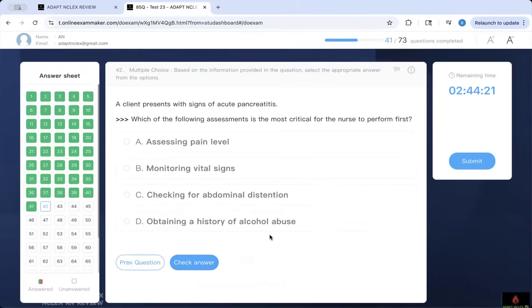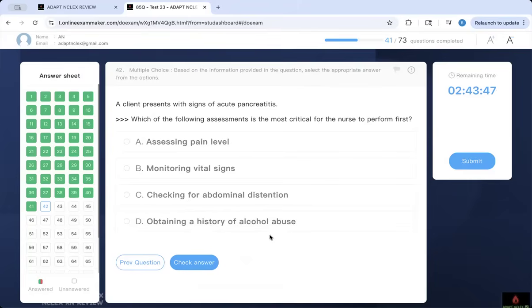Which of the following assessments is the most crucial for the nurse to perform first? A client presents with the signs and symptoms of acute pancreatitis. Assess their pain, monitor their vitals, check for abdominal distension, and then obtain history of alcohol. Prioritization. Which one do you think is very important to figure out what is going on with this patient so that they don't get complications? Do you check their pain level, monitor their vitals, check for abdominal distension, obtain history of alcohol abuse?